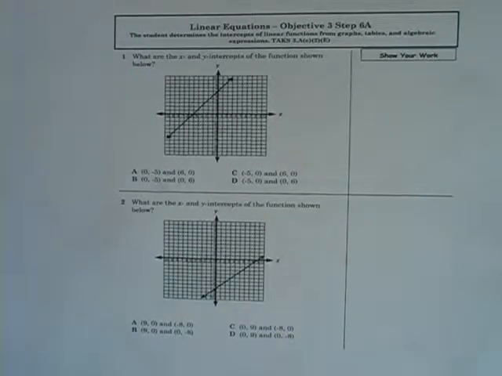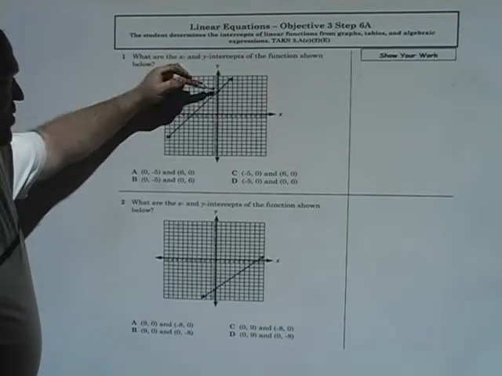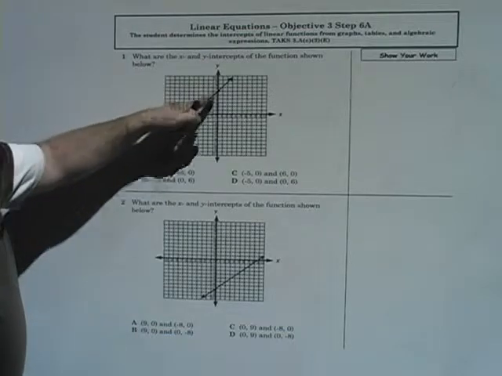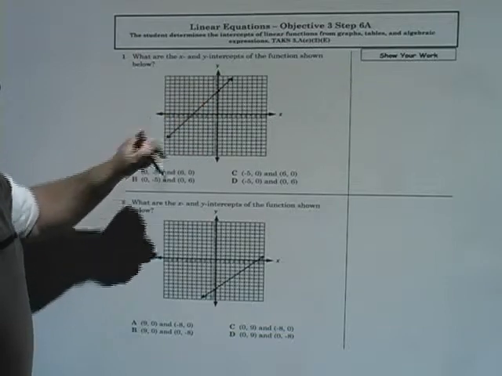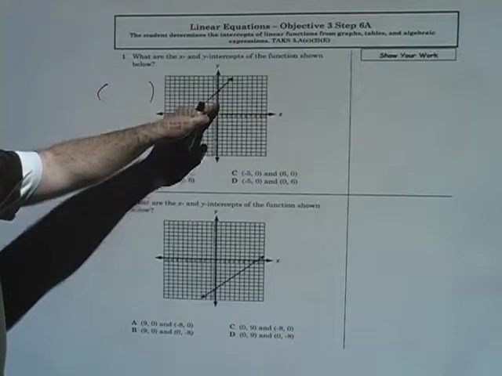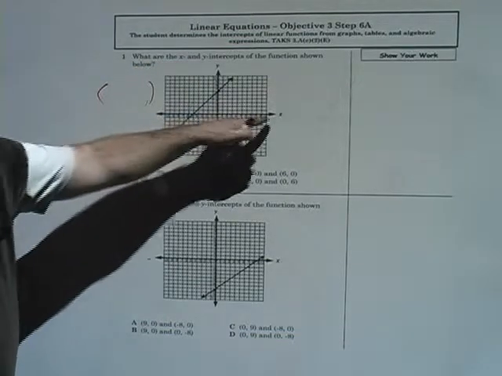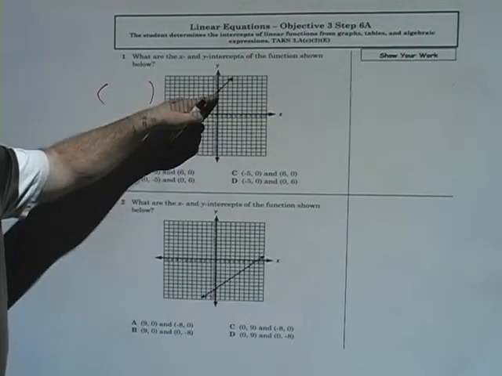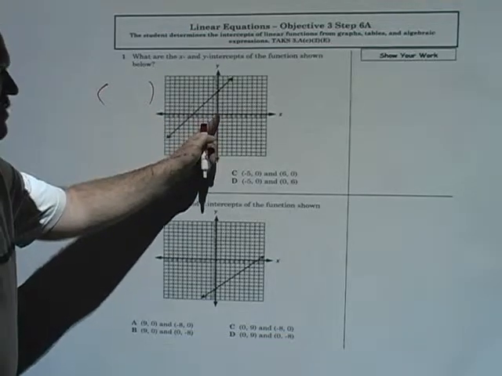Okay, what are the x and y-intercepts of the function shown below? Okay, these are fairly easy. Okay, you know what a y-intercept is. It's that point right there where the line crosses the y-axis. That point is 1, 2, 3, 4, 5, 6. Now what is it that's 6 there? Okay, it's the y. Okay, the x, at this point, the x, it's not right, it's not left. X is 0 right here.